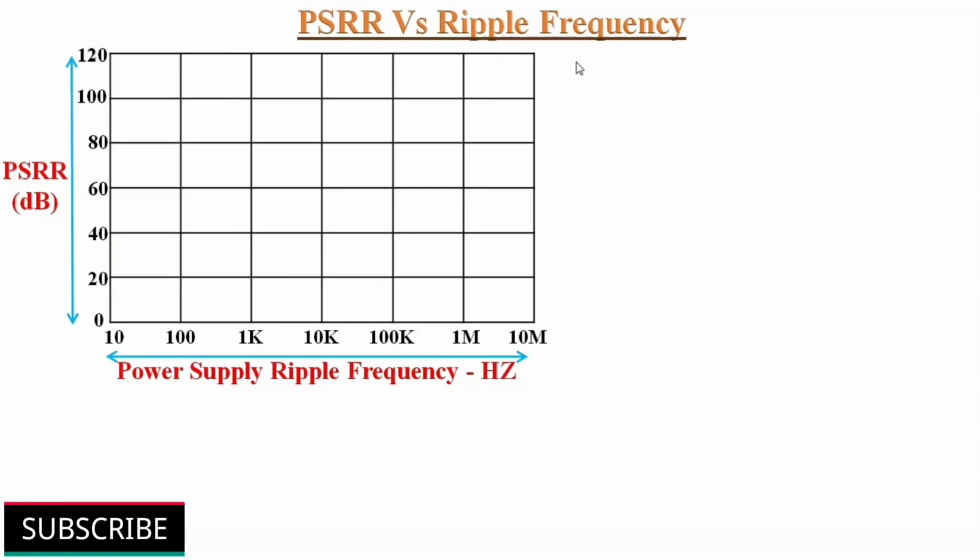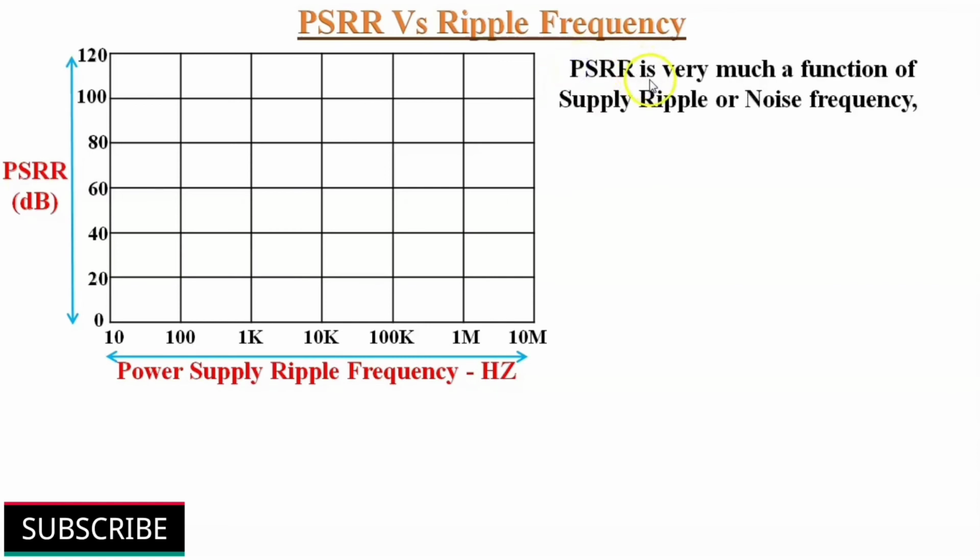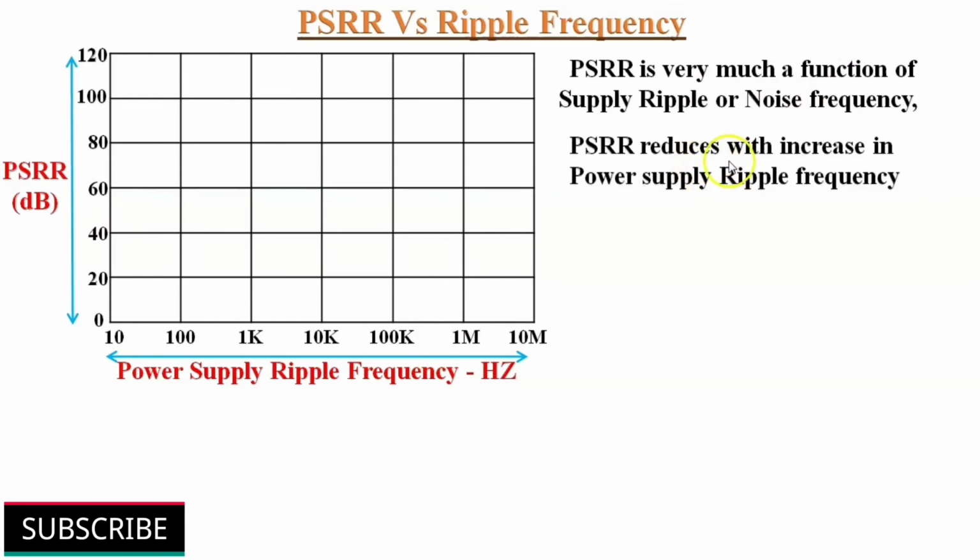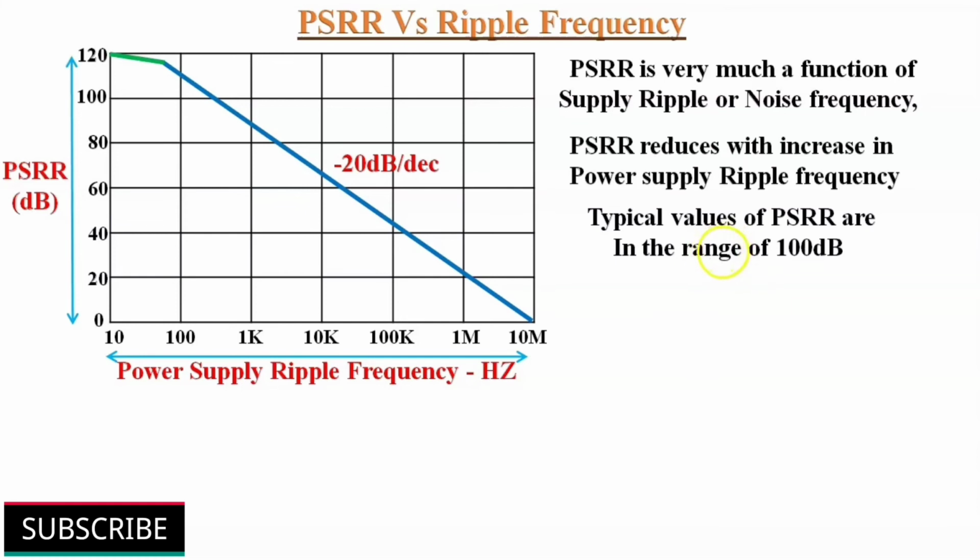It is extremely important to remember that power supply rejection ratio very much depends on supply voltage ripple or noise frequency. Like common mode rejection ratio, power supply rejection ratio is also frequency dependent and reduces with increase in power supply ripple frequency, and the slope is approximately minus 20 dB per decade. The typical values for power supply rejection ratio are in the 100 dB range for an op-amp.